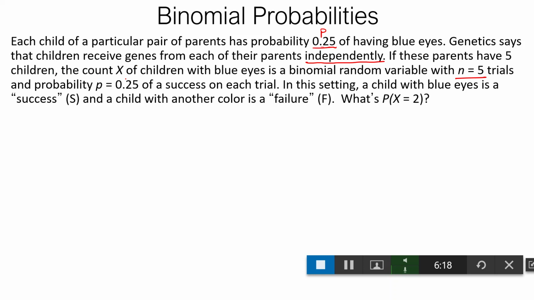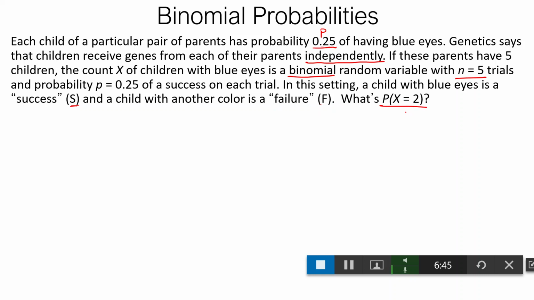The count X of children with blue eyes is a binomial random variable. Well, they're telling us it's binomial, with 5 trials and probability P of success in each trial. In this setting, each child with blue eyes is a success, S. We could call it S, we could also call it blue if we wanted to. And a child with another color is a failure. So brown eyes, hazel eyes, green eyes, whatever, we're calling that failure. It doesn't actually mean it's bad. It's just for our experiment, it's failure.